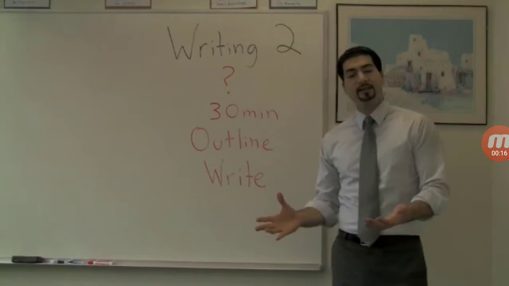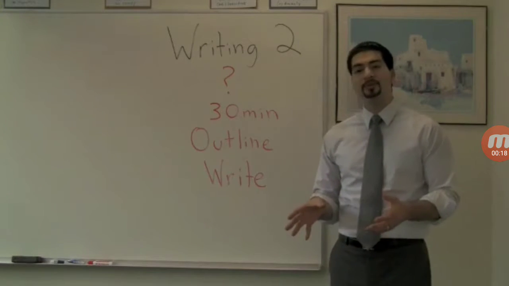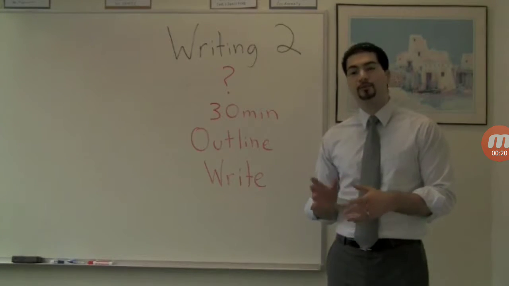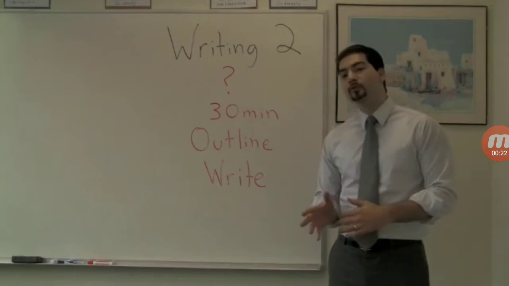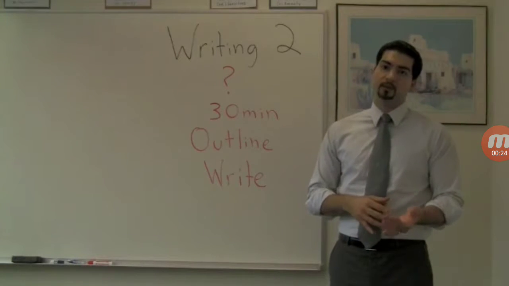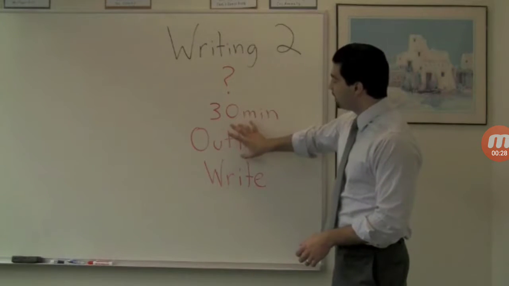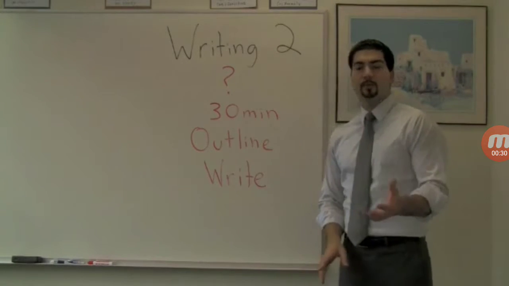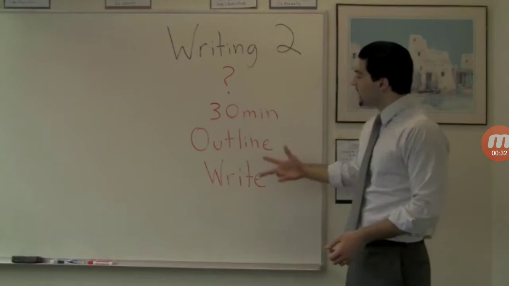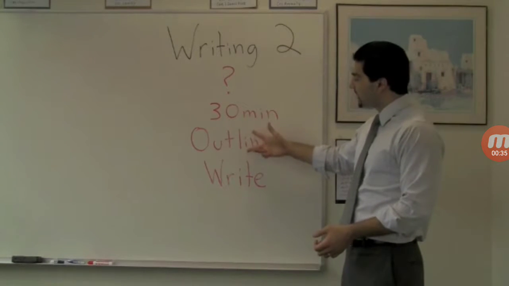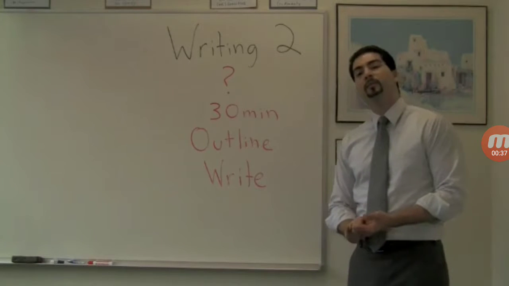The question is always asking for your opinion, and 95% of the time it asks you to choose one of two sides. Do you agree or do you disagree? Which view do you think is best, right? Now, I have here outline and write because those are the important things that you have to do. And the reason why I did this is to show you that the outline is very, very, very important.